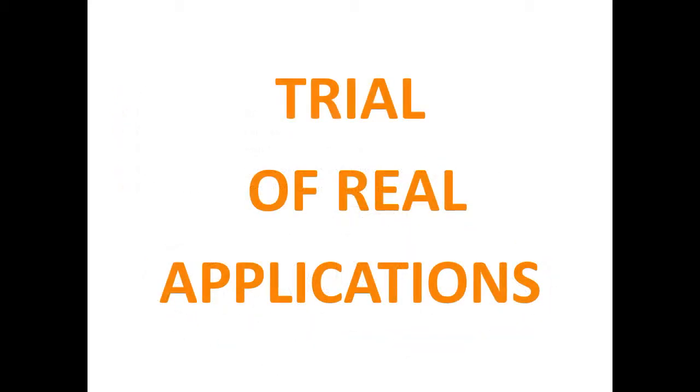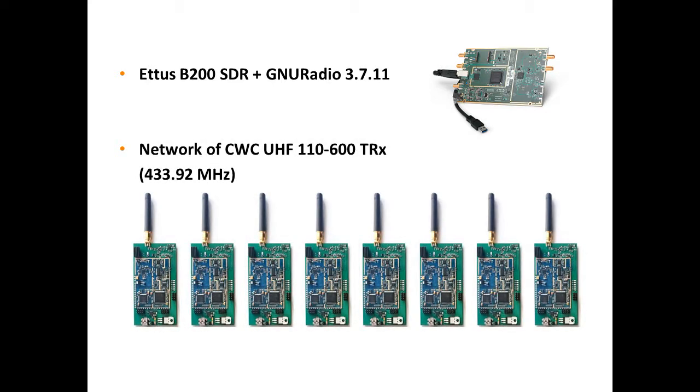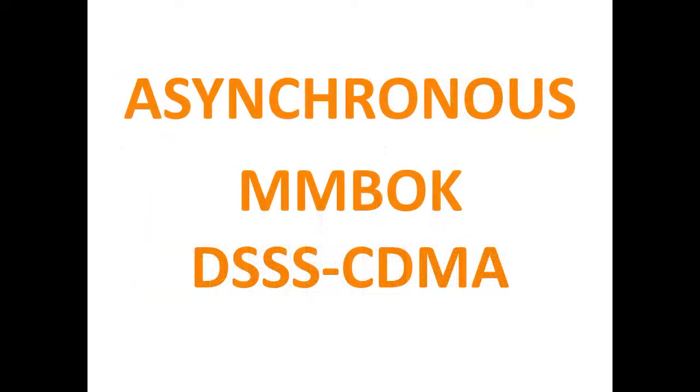So let's see how this all really works. But first, a few words about the testbed. I will use an Ettus Research B200 SDR and GNU Radio version 3.7.11 and a network of our modems. I begin with trials of asynchronous data transmission in independent links that use different spreading sequence sets, because the multi-channel MMBOK chain utilizes the whole sequence set for this.